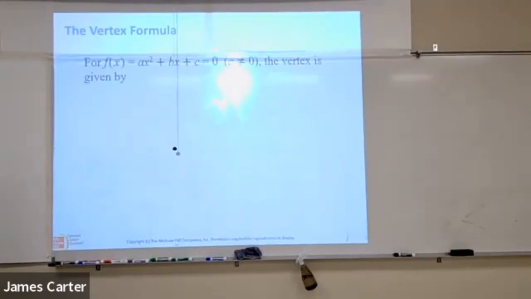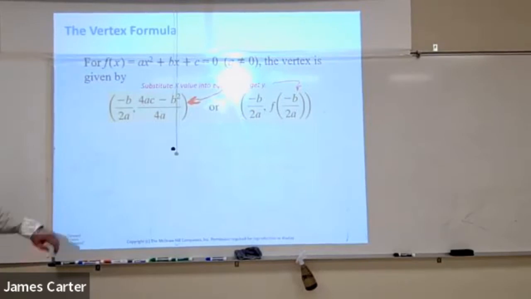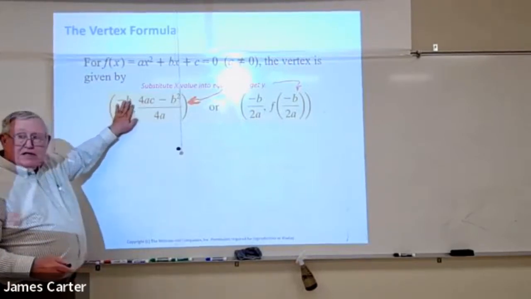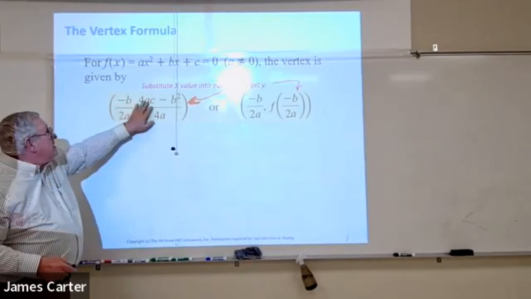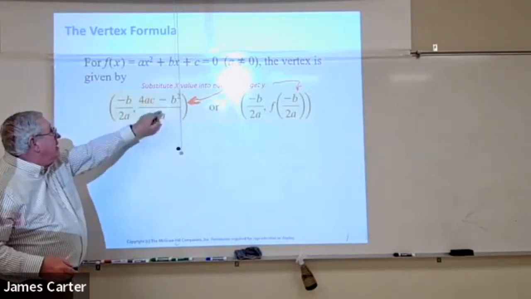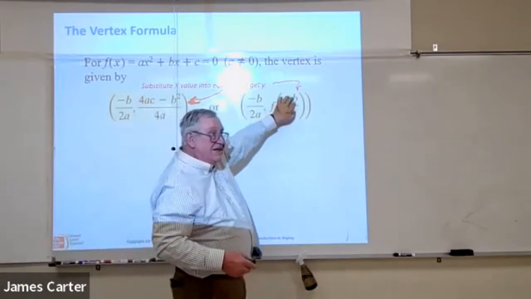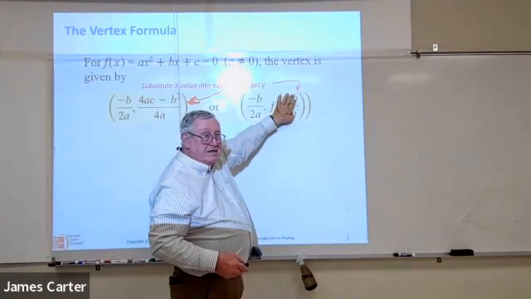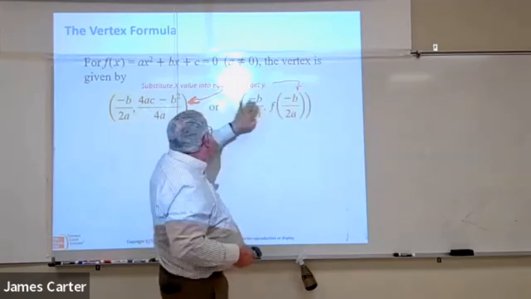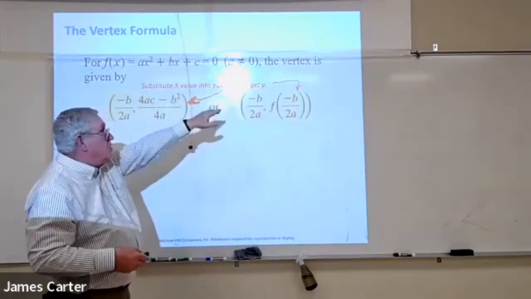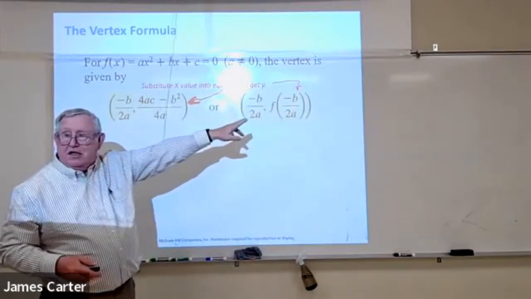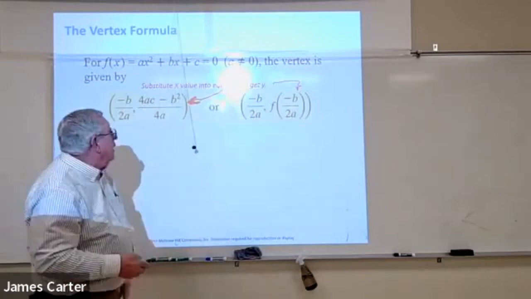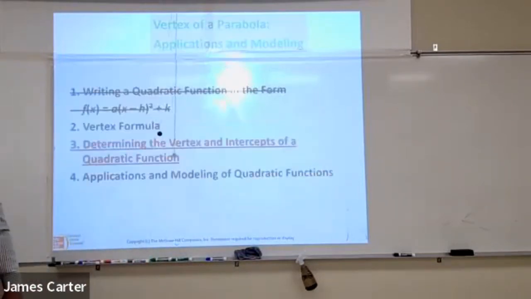Vertex formula. Well, believe it or not, we've already covered that. What do we do? -b over 2a to get the x value. And this notation means we're going to substitute it in to get the y value. That's all this notation. If you ever see that, just know that you got to substitute the x into the equation to get the y. And then forget you ever saw that. Okay, that hurts.